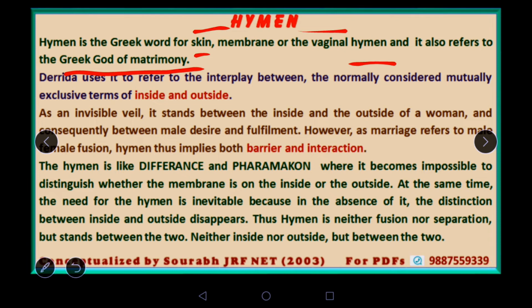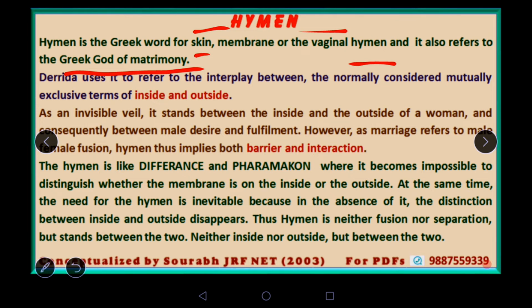So what are these terms? They are considered mutually exclusive. If it is dark, there cannot be light. If it is good, it cannot be evil. So Derrida treats this particular separateness, this particular exclusiveness with the help of this term Hymen.